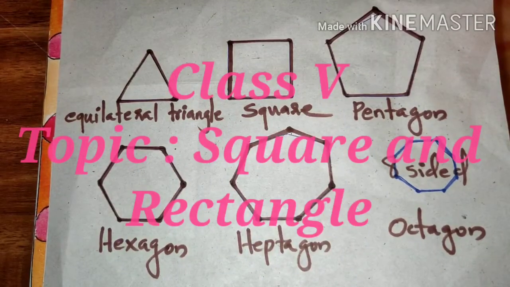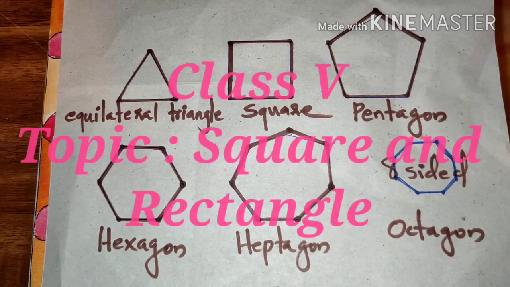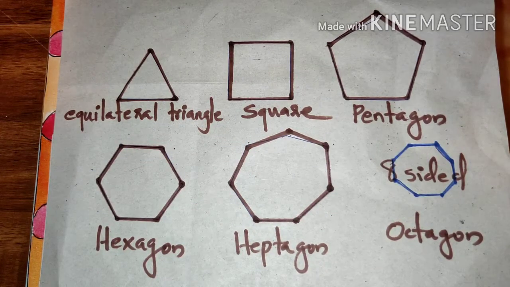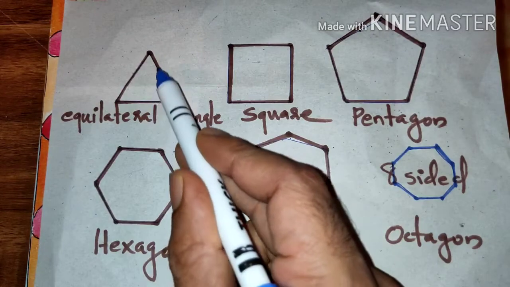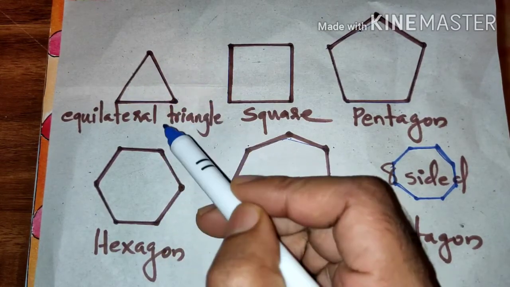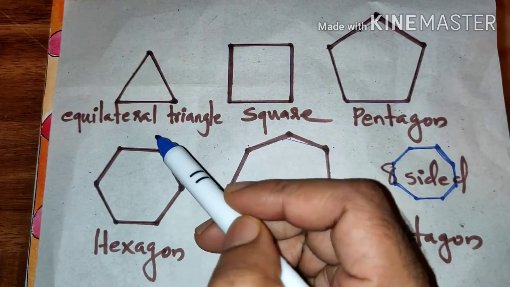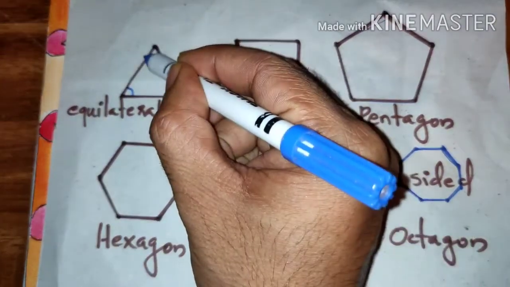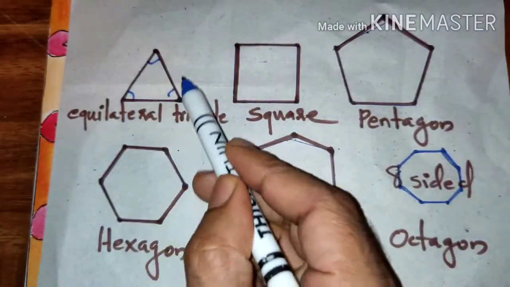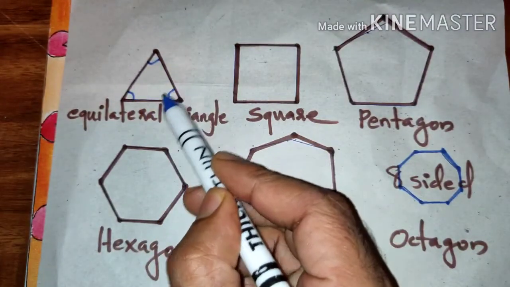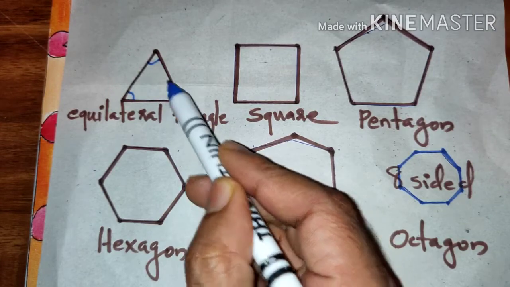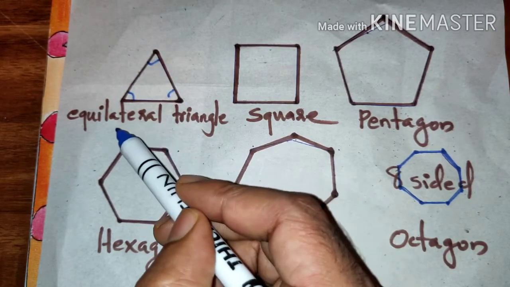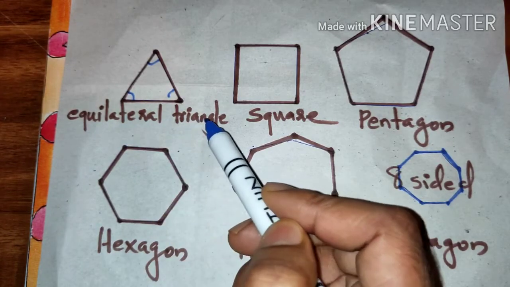In the last video, we studied the types of polygons. If a polygon has three equal sides and equal angles, you can see these are angles. There are three angles and three sides. If these three sides and three angles are equal, then it is called an equilateral triangle.